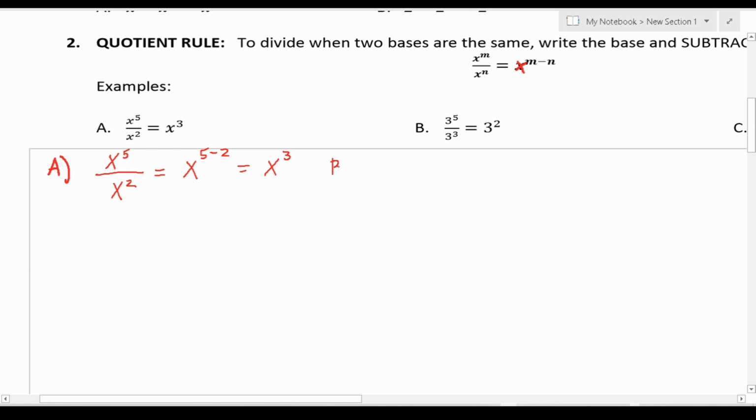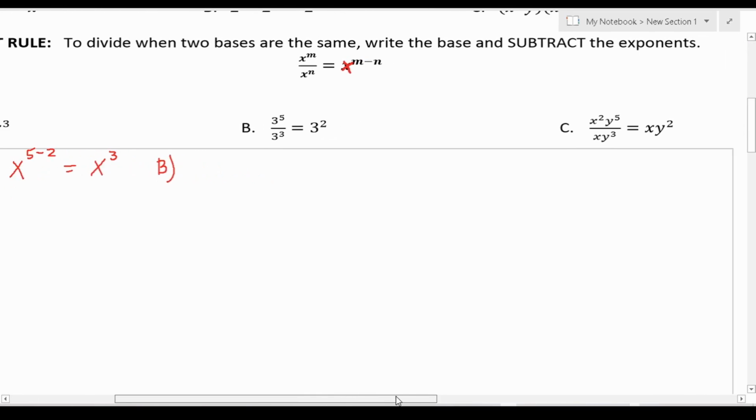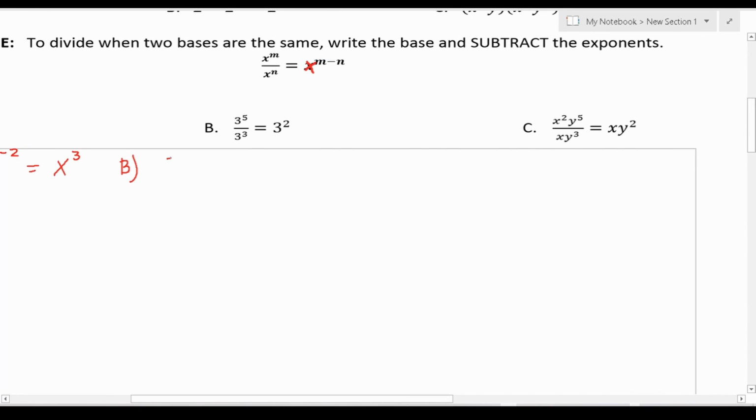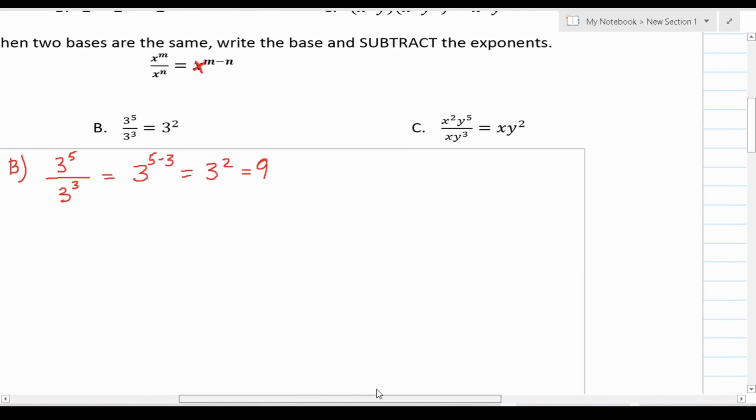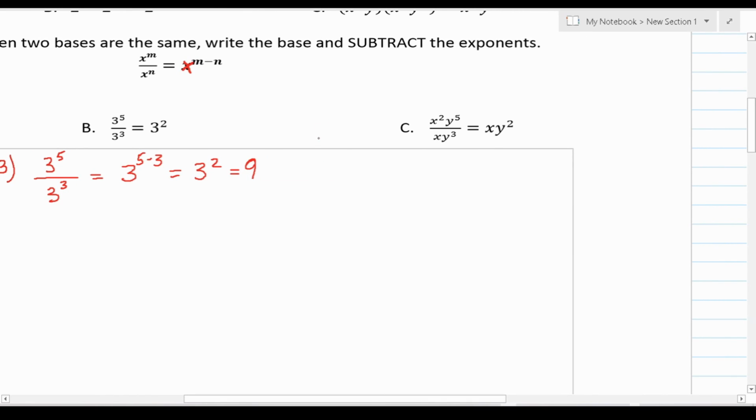All right, let's move on to example B. As we can see, that is 3 to the fifth over 3 to the third. According to the quotient rule, we start by writing down the base, which as we can see is 3. Then we subtract this bottom exponent from this top exponent, so this becomes 5 minus 3, which is 3 squared. And we can work that out if we wanted to. 3 squared, as we know, is 9. All right, so let's look at C.